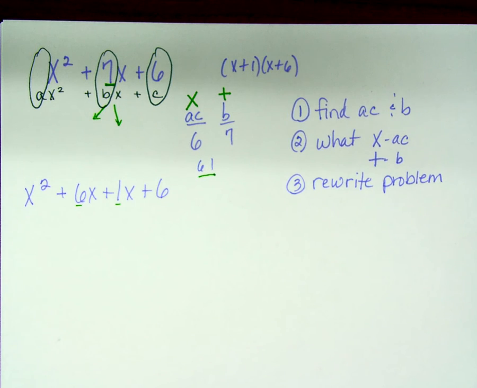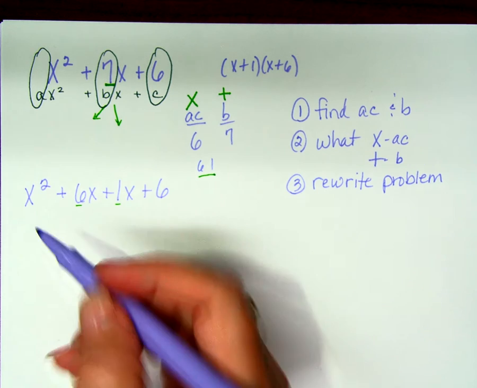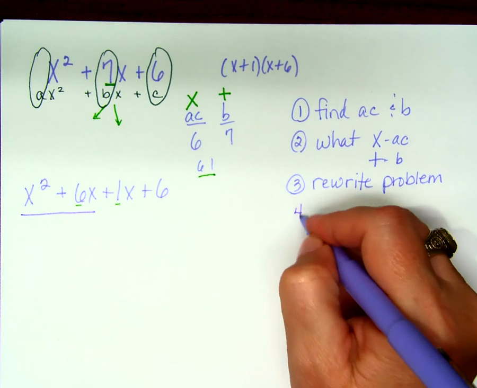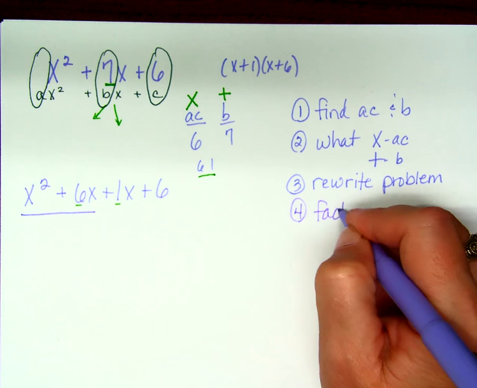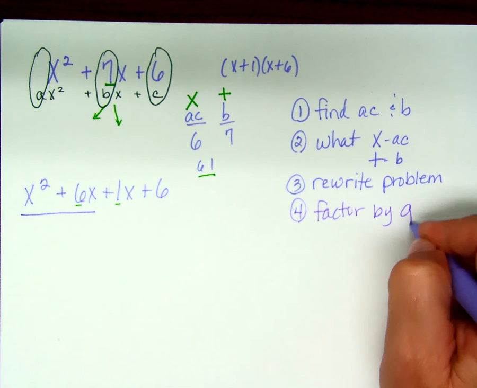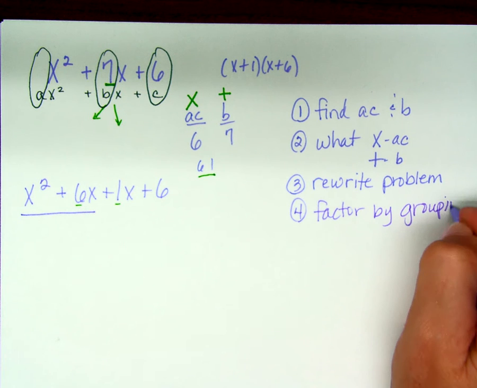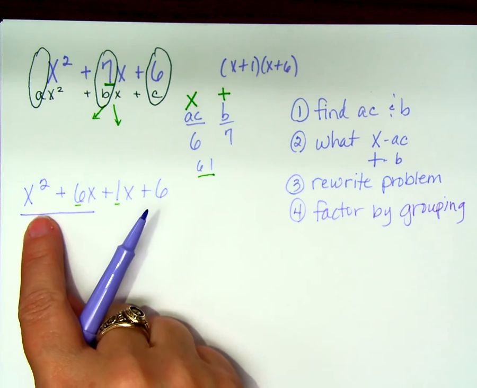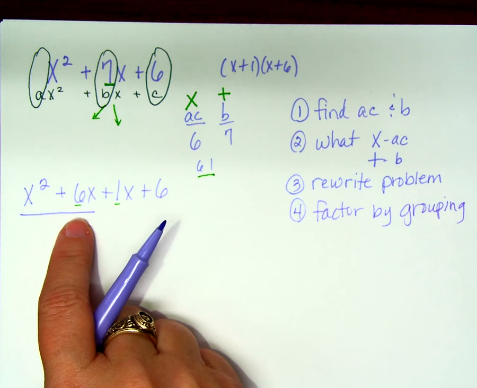Guys, how do you factor a polynomial with 4 terms? By grouping, right? You guys were really good at that when we did it the other day. So our step number 4 is to factor by grouping. Well, what's common in these first two terms?